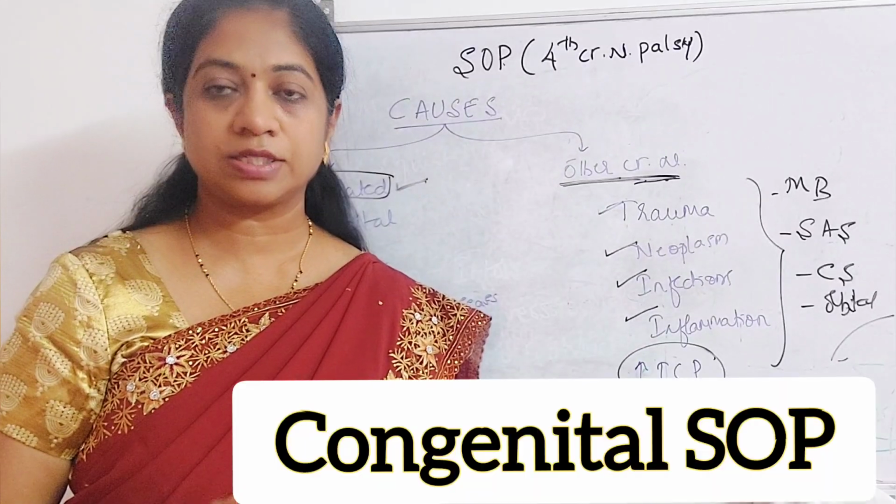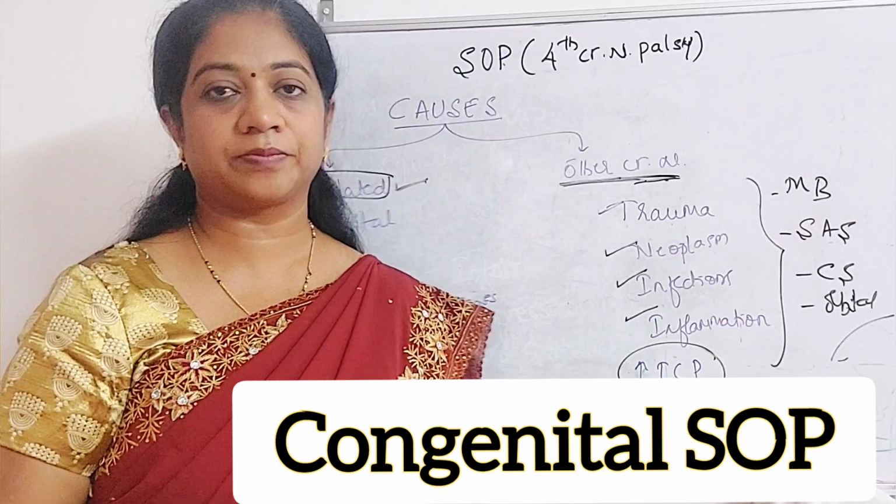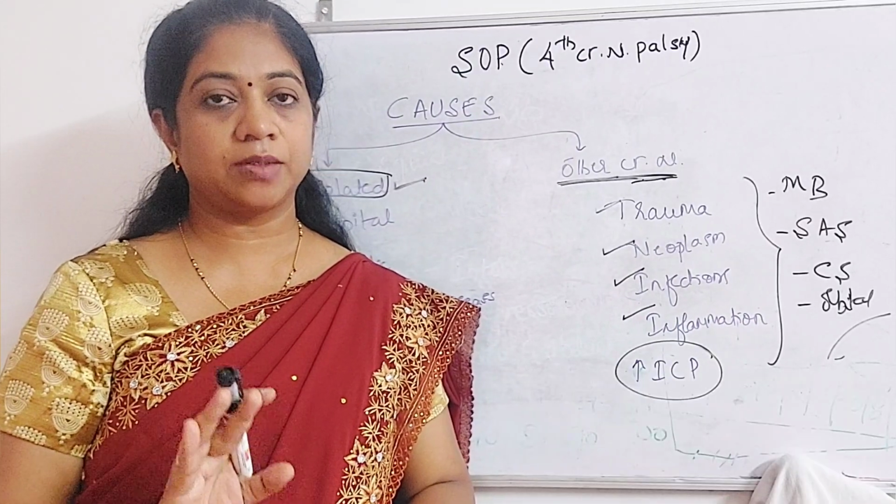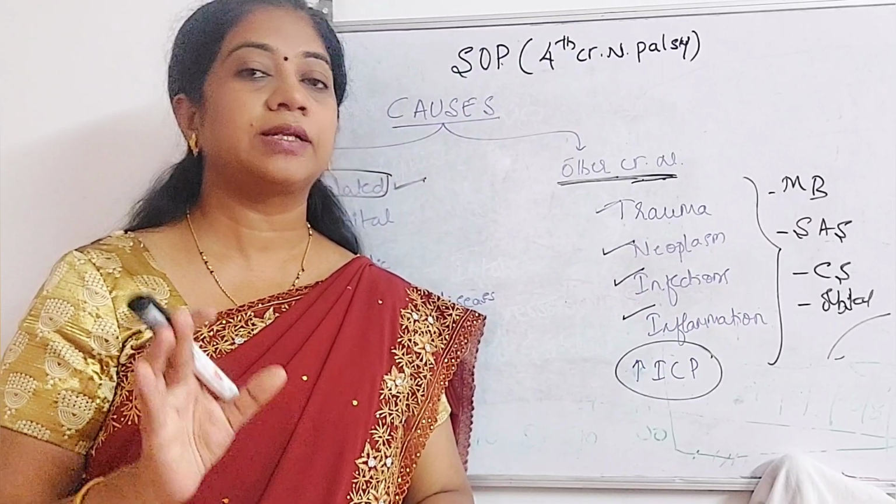So how will these children with congenital superior oblique palsy present? Usually they will not have double vision, because they will compensate for the double vision by their varied head position.